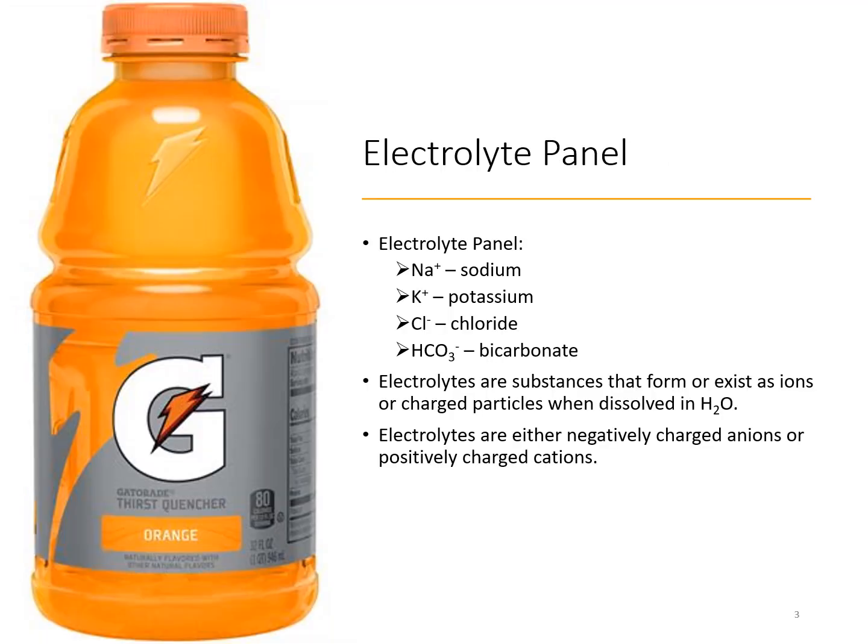So first we're going to talk about an electrolyte panel. This includes sodium, potassium, chloride, and bicarbonate. Electrolytes are substances that form or exist as ions or charged particles when dissolved in H2O. And they can have a negative charge, anions, or a positive charge, cations. And typically, a physician's not going to order just an electrolyte panel. It's usually included in something else, but some places do still offer these.